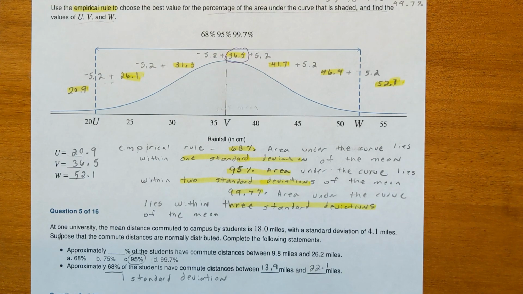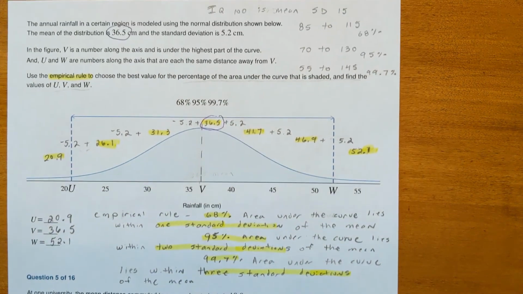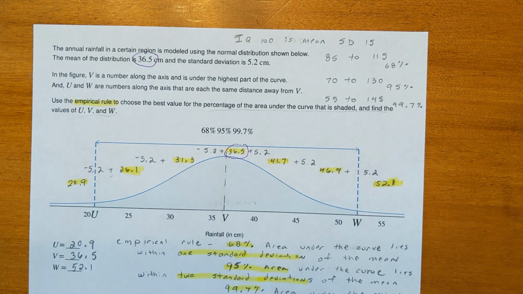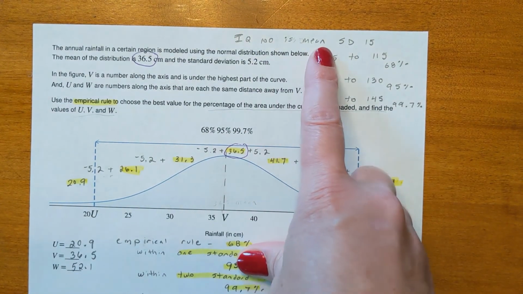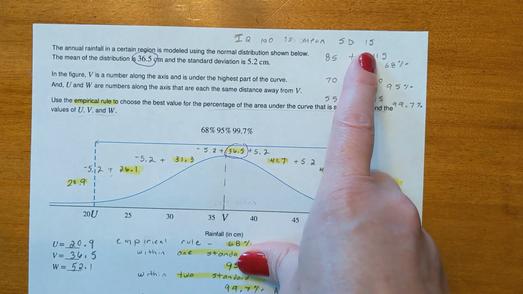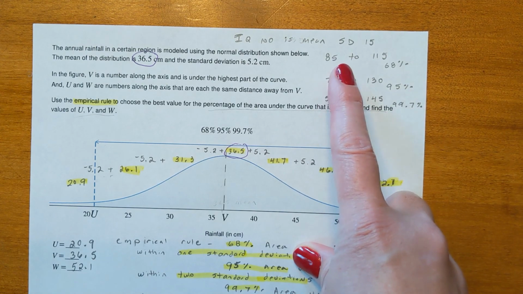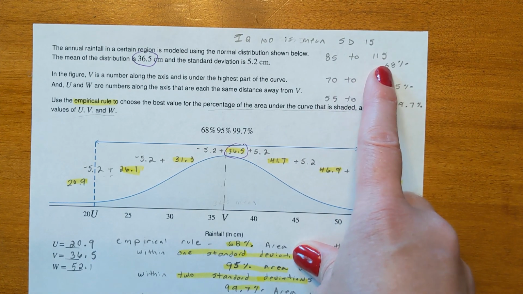And then just for fun, because everybody does like this, when they think of standard deviation, they think about IQ. The average IQ is 100, and the standard deviation is 15. So within 1 standard deviation is 68% of the population. So 68% of the population is between 85 and 115.